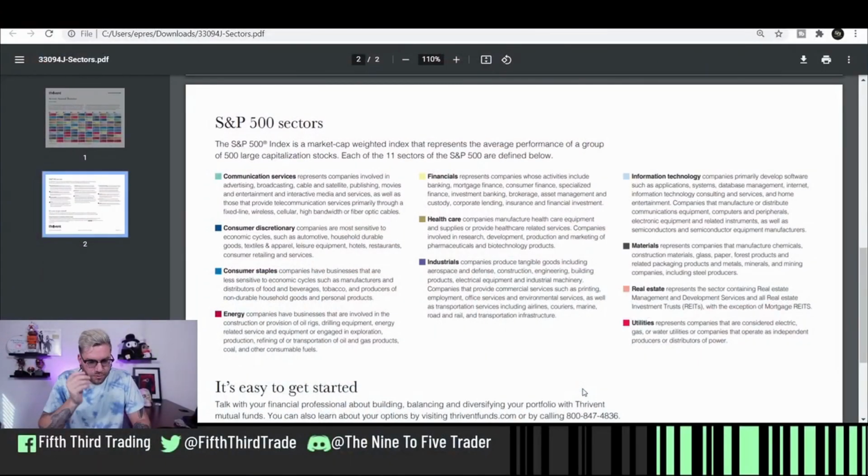Followed up by consumer staples. Obviously, the staples implies they're less sensitive to economic cycles, such as manufacturers, distributors, food and beverage, tobacco, producers of non-durable household goods and personal products. So when times get rough, staples usually stay the same. They're not really going to be that affected by the macro level stuff. Of course, they can be in some respect, like if tobacco has new laws against it, or food or beverage has new FDA approvals, or whatever it may be.